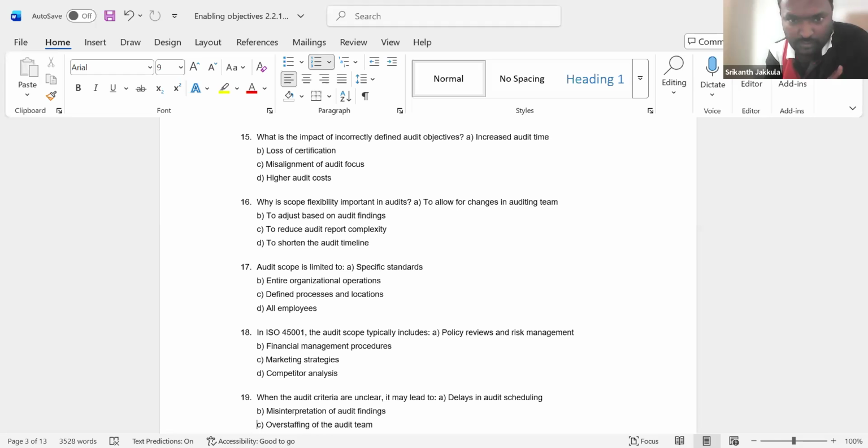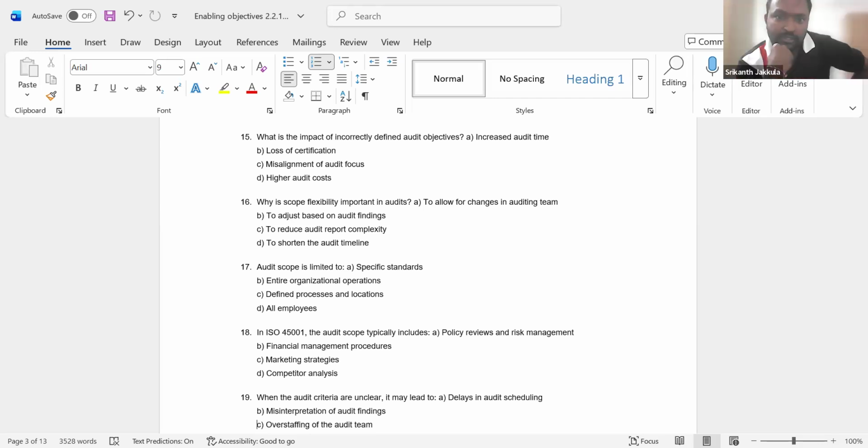No, you cannot change. See, scope, for the given scope of the organization only, the audit process will happen. So this B is to adjust based on audit findings. So based on audit findings, we can adjust the scope, sir. No. You cannot adjust scope.